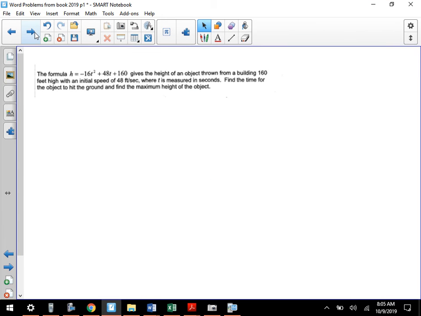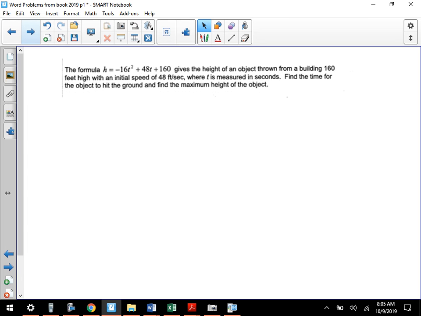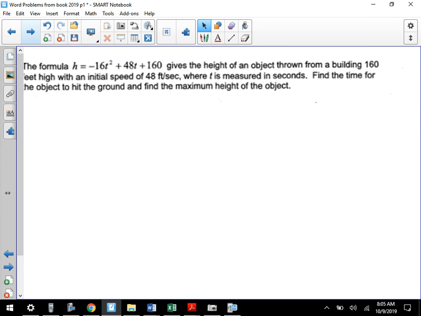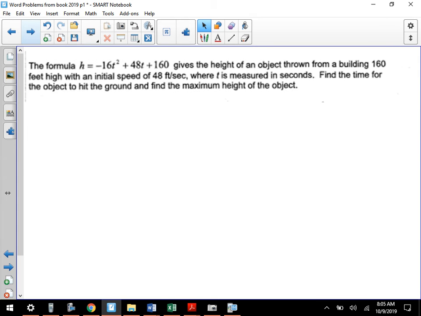Alright. Let's try another one. Why don't you guys take a second? The next one was negative 16t squared plus 48t plus 160. It gives the height of an object thrown from a building 160 feet high with an initial speed of 48 feet per second, where t is measured in seconds. Find the amount of time for the object to hit the ground and find the maximum height of said object.